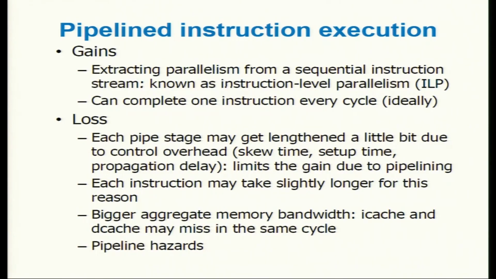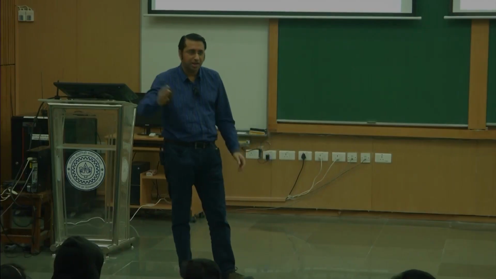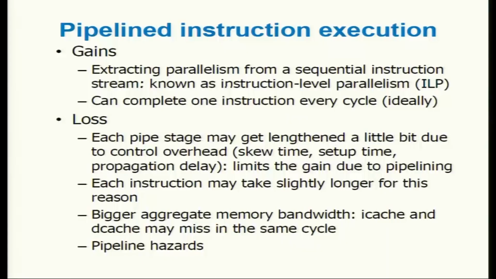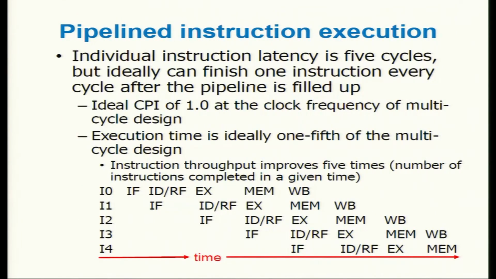But it comes with a few losses. One is that each of the 5 stages may get lengthened a little bit due to the control overhead, because you have to put certain registers between the pipeline stages, and that takes time. That's why each instruction may take slightly longer. You also require bigger aggregate memory bandwidth. Why is that? If you go back here, you notice that every cycle some instruction accesses memory. That requires the memory to be active more often than in the previous design, so that requires more bandwidth from it.